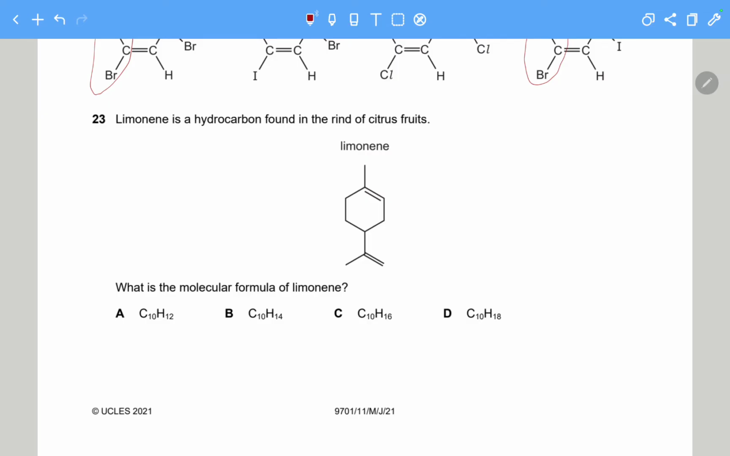Limonene is a hydrocarbon found in the rind of citrus fruits, and they've given us the molecule. What is the molecular formula of limonene? This is probably the simplest question they could have asked you. So you count the number of carbons: 1, 2, 3, 4, 5, 6, 7, 8, 9, 10. So 10 carbon atoms, C10. Well, I shouldn't have done that because all options have 10 carbon atoms, but always just to be safe.